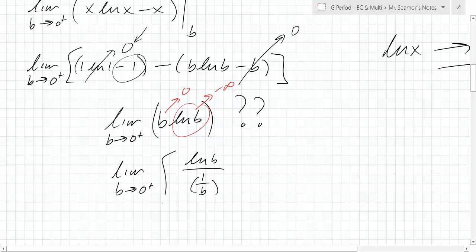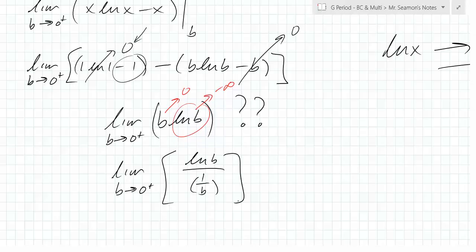Have I changed anything? No. Mathematically, kinda, but is this the same as this? It is, right? Okay, if you go to 0 from the right, what does this go to? 1 over 0 pushes. What is the limit as b goes to 0 of 1 over b? Infinity. Thank you. What about up here?